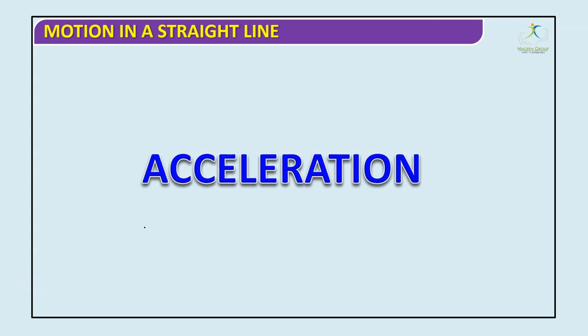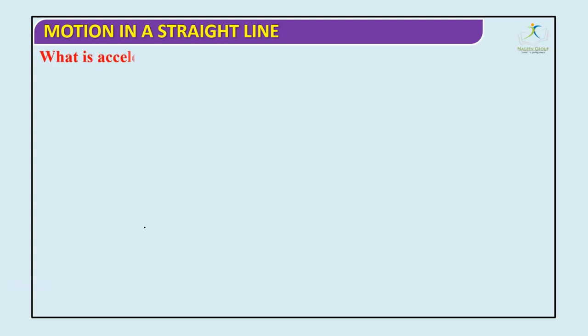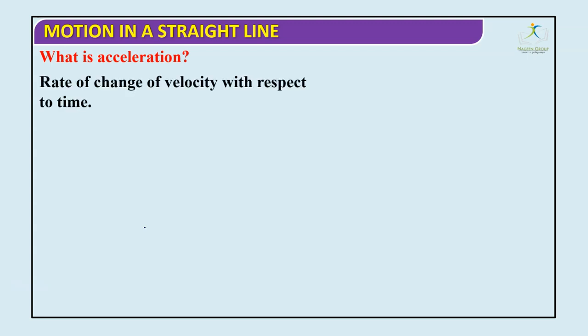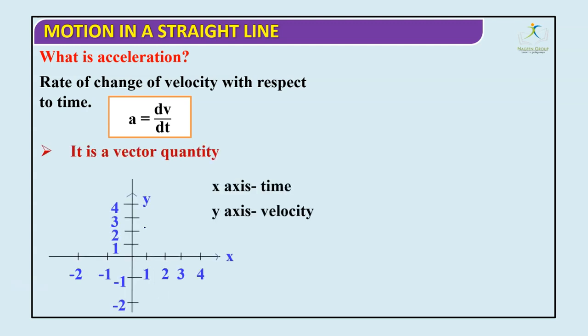Now moving ahead with the topic acceleration. So what do you mean by acceleration, students? It's nothing but the rate of change of velocity with respect to time, that is, a is equal to dv by dt. It is a vector quantity.